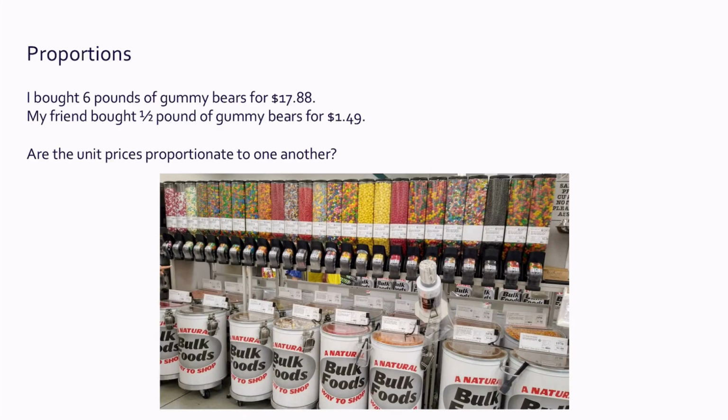All right, so let's say instead, I'm at Winco. I buy 6 pounds of gummy bears for $17.88. My friend buys half a pound of gummy bears for $1.49. Take just a second. Are these unit prices proportionate to one another or not?